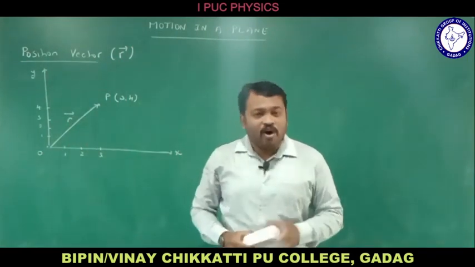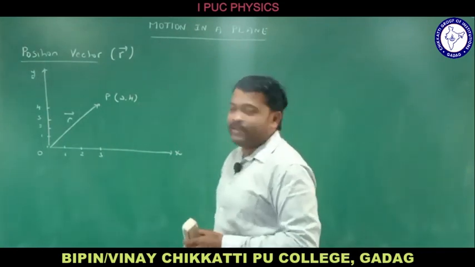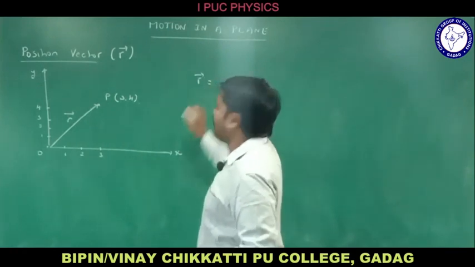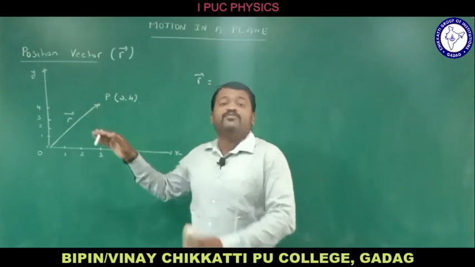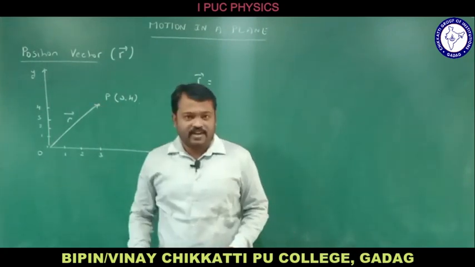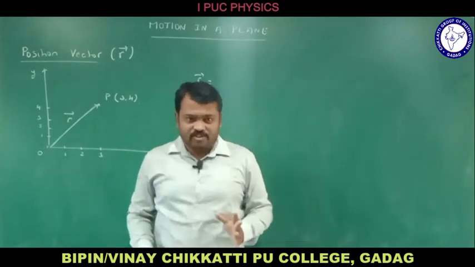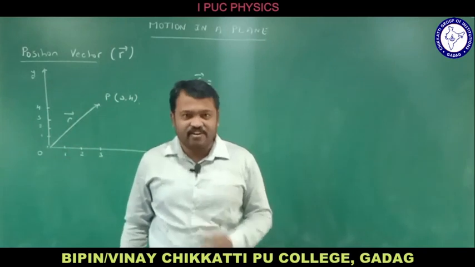Now, how to write this? Let me tell you, the position vector can be represented like this. So that is r vector. Shall I write it like this? r vector is equal to, I'll be writing the position in terms of the x axis and y axis. We are discussing motion in a plane, so there are two coordinates. We will be expressing the motion in terms of two dimensions, x and y.